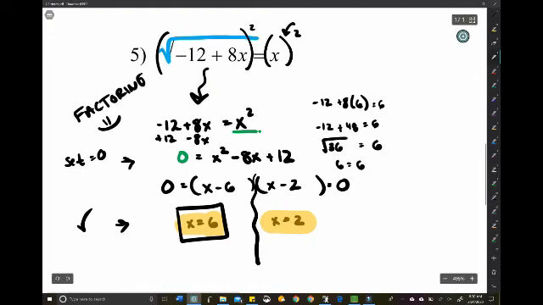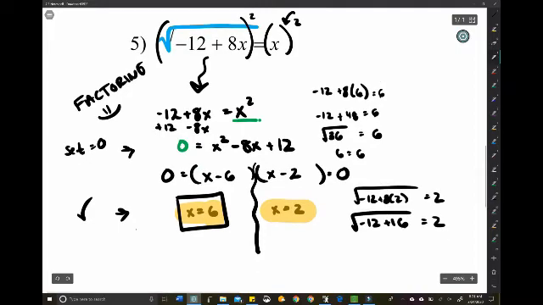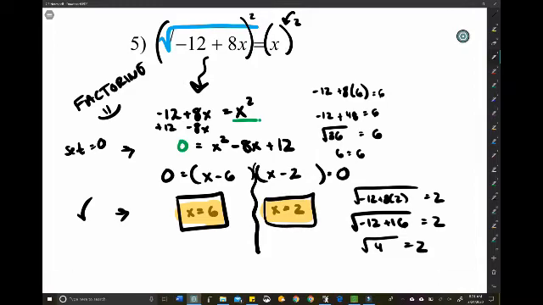As for 2, let's try out 2. Square root of negative 12 plus 8 times 2. Is that equal to 2? Negative 12 plus 16, is that equal to the square root of 2? That is 4, and the square root of 4 is 2. That one works out as well. So two solutions for that one. Remember all those little things if it's set equal to x.